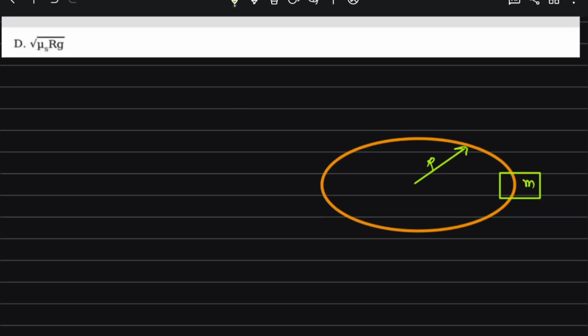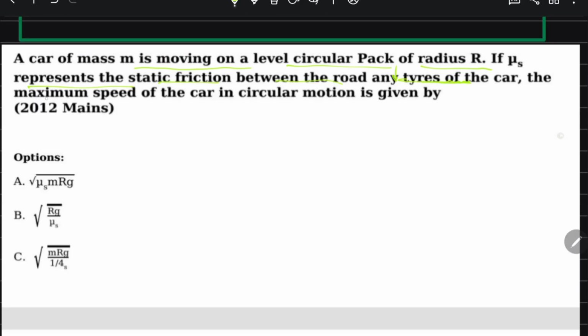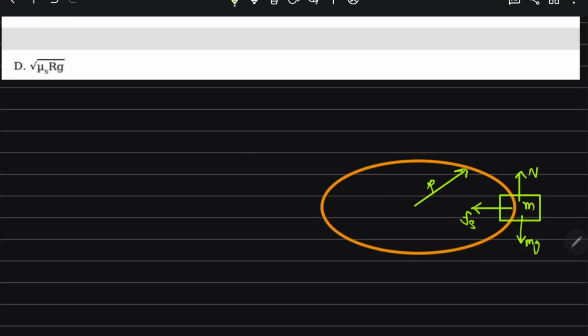Here you see that the centripetal force is provided by the frictional force. This body has a normal reaction acting upwards, mg force acting downwards, and the friction force. They say the maximum speed, so the maximum static friction, that is our limiting friction, is providing the centripetal force, right?